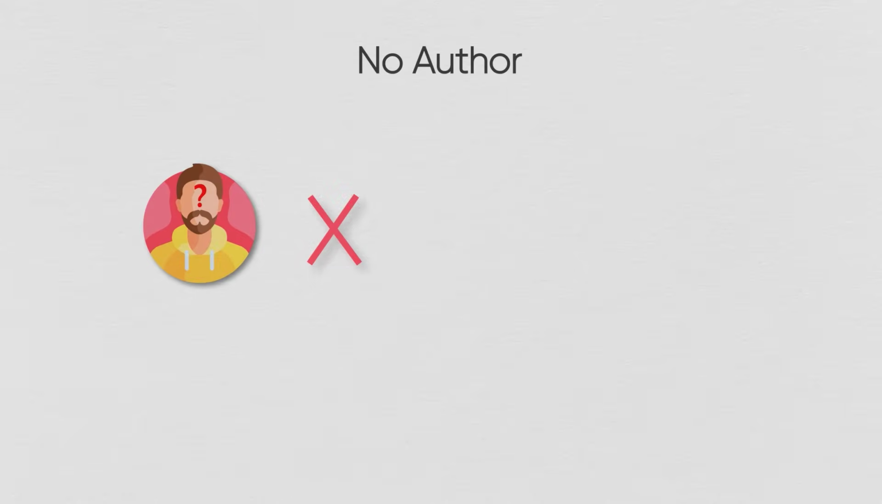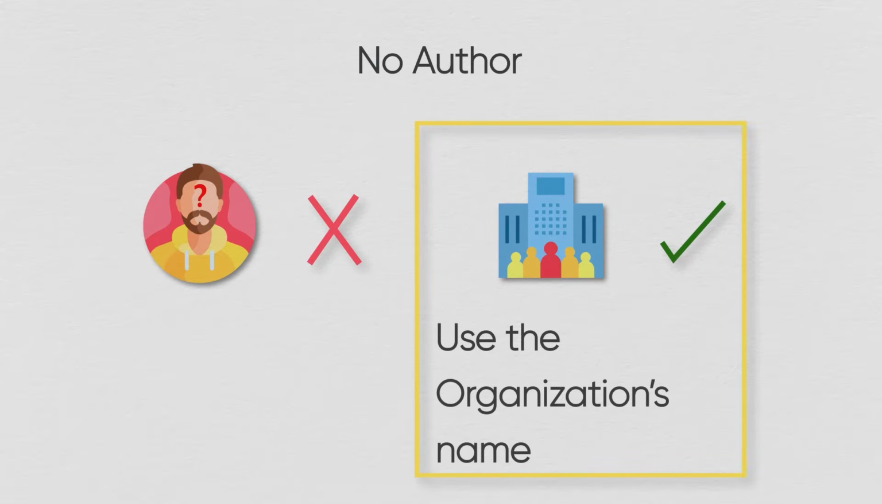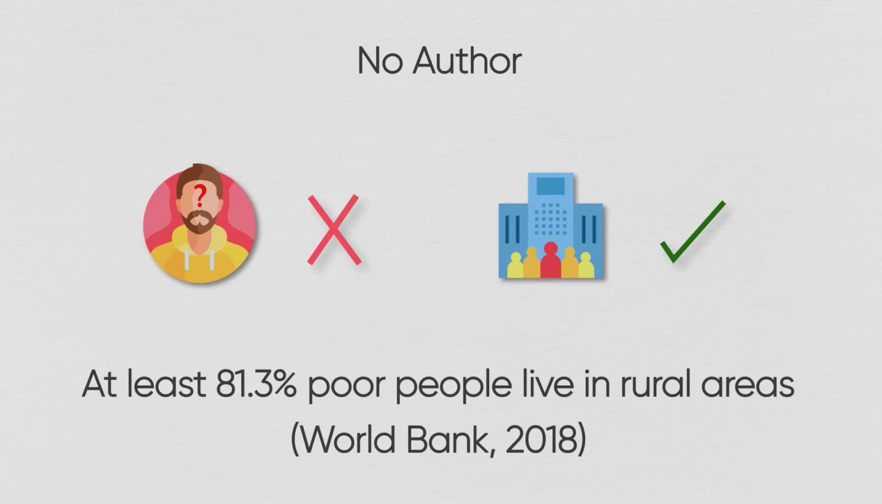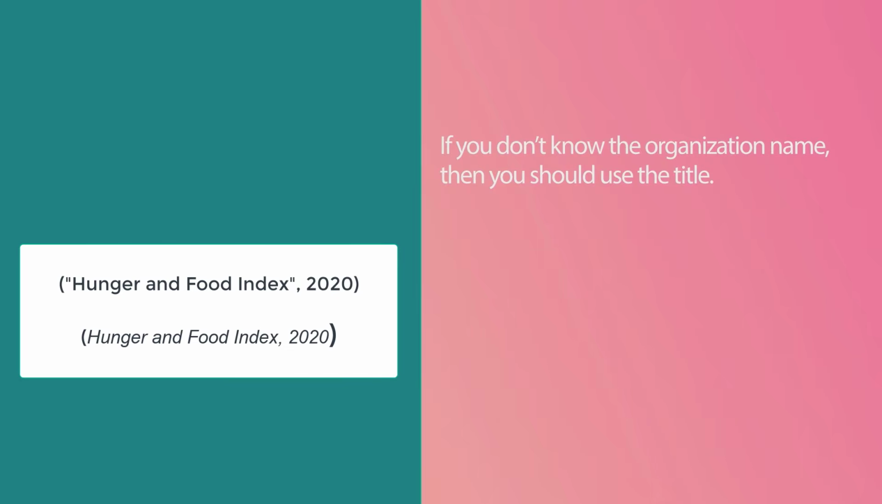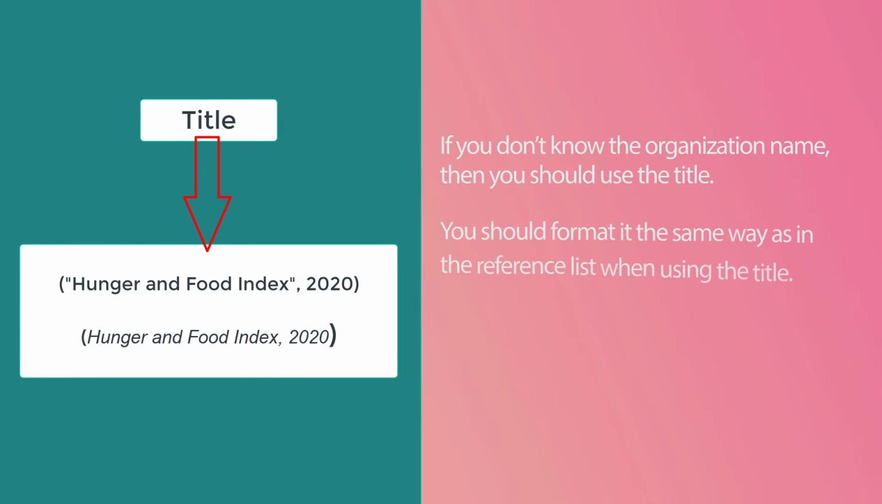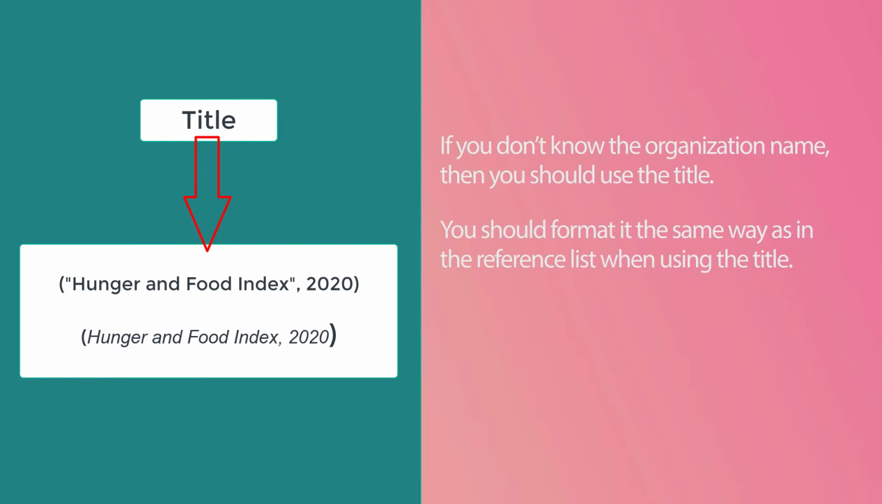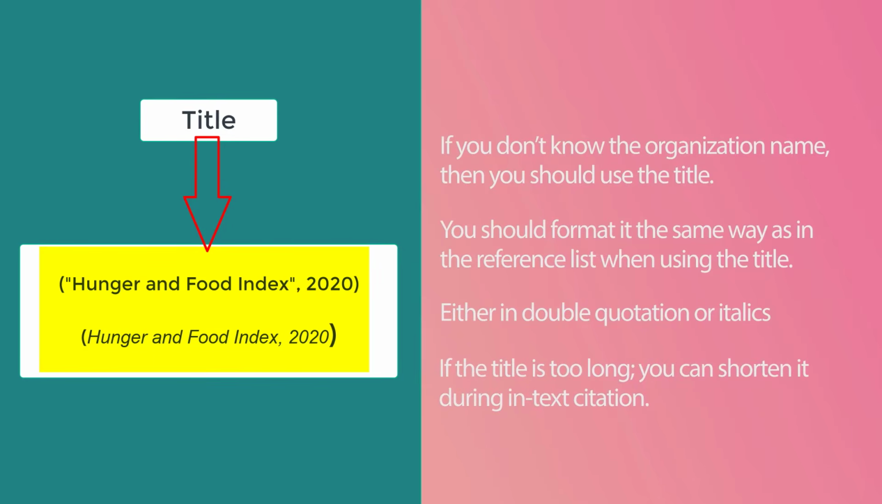If you don't know the author but you know the organization name, then you should use the organization name as shown here. You can see World Bank as the name of the organization. If you don't know the organization name, then you should use the title. You should format it the same way as in the reference list when using the title, whether in double quotation marks or italics as shown here. If the title is too long, you can shorten it during in-text citation.